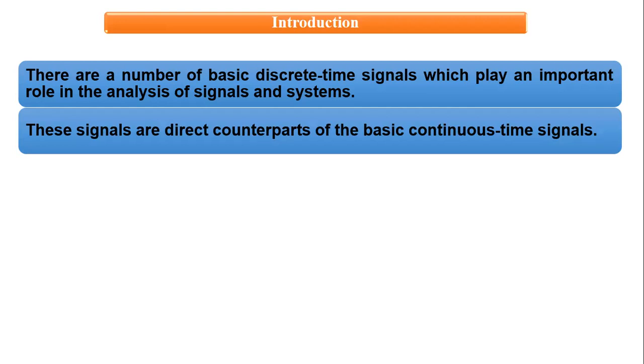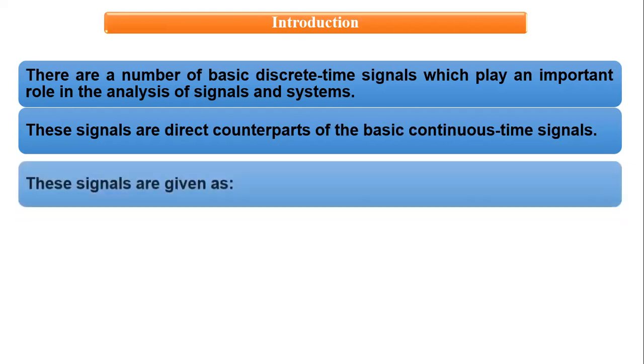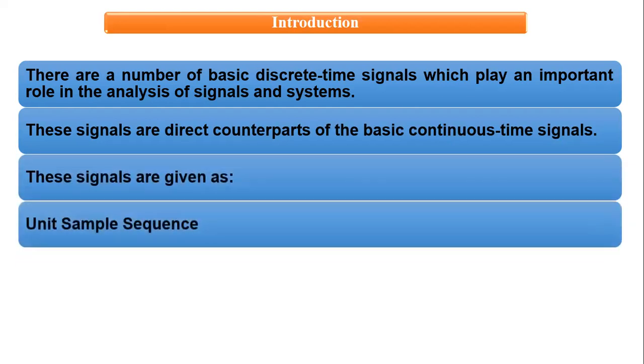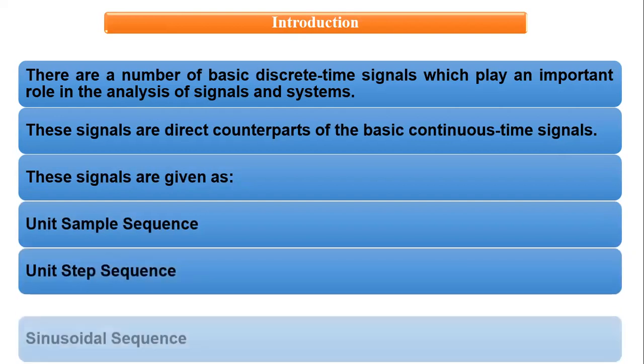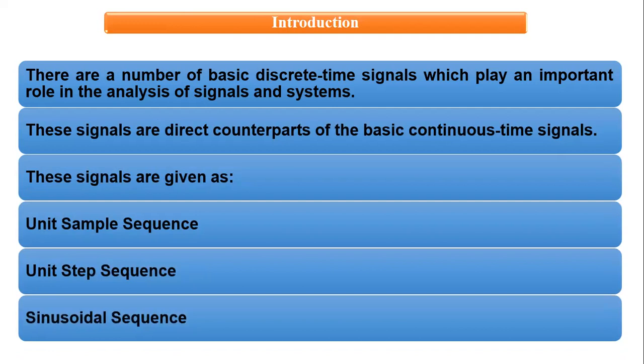Now, these signals are nothing but the discrete representation of their equivalent basic continuous time signals. And these signals are: we have unit sample sequence, we have unit step sequence, and then we have a sinusoidal sequence. So the first is unit sample sequence. Unit sample sequence is also known as unit impulse, right?